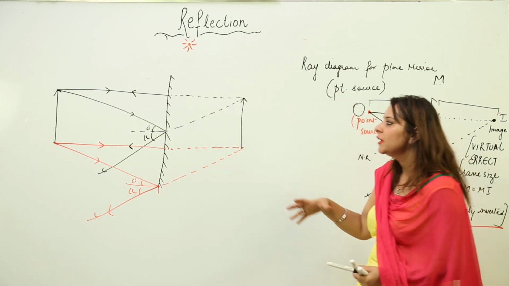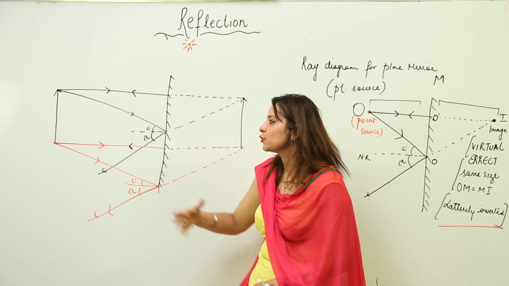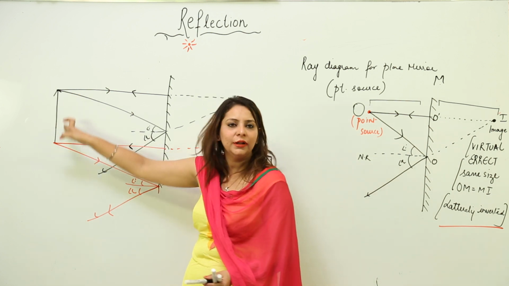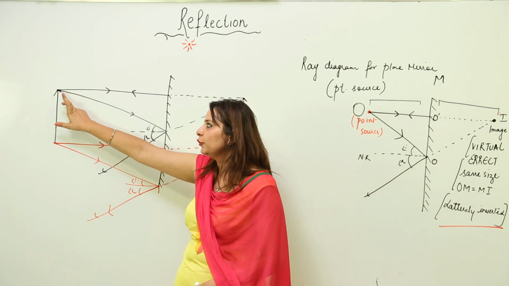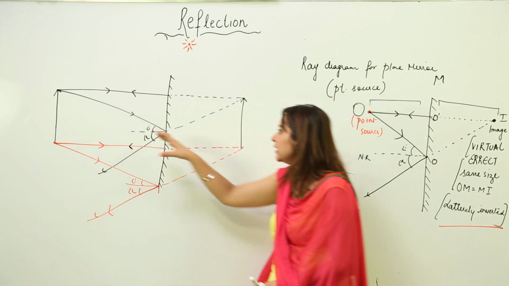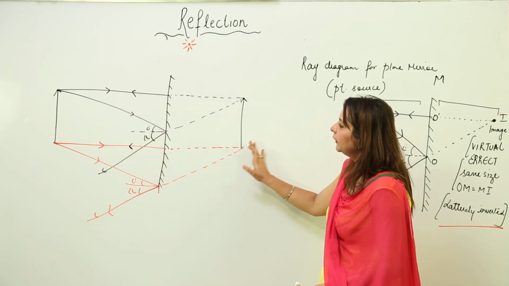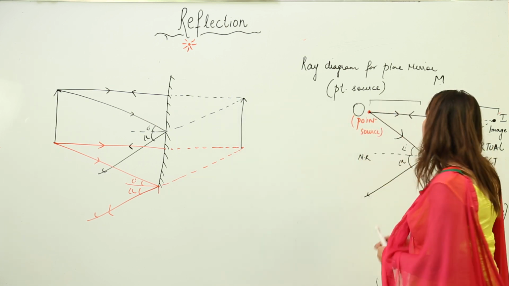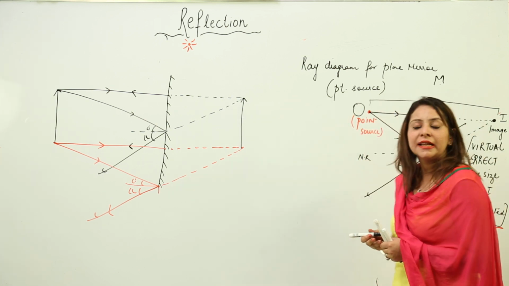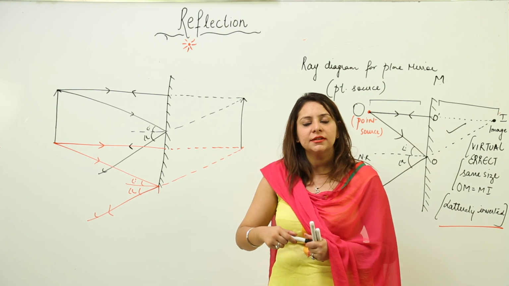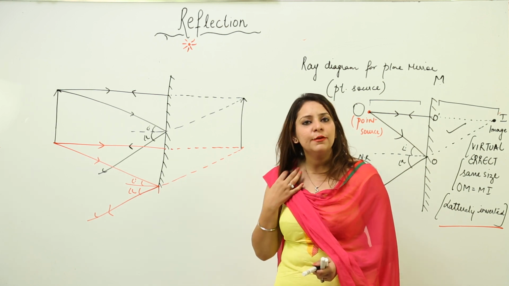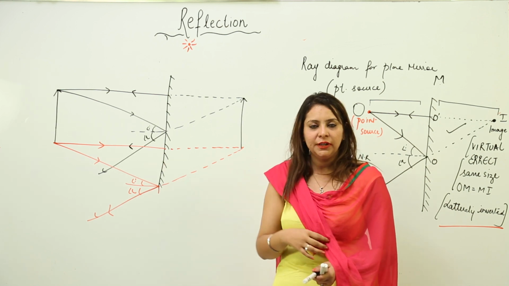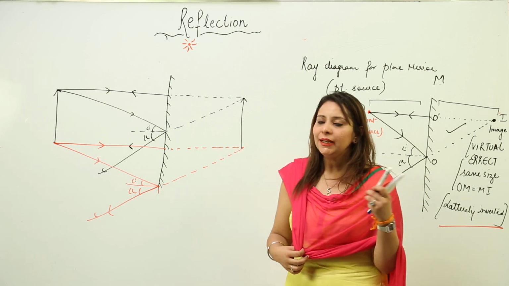I think you got it, because it's not easy to draw the light rays coming from all these things. So what we did was from the upper point and from the lower point. So we got a complete image of our finite object, and the characteristics for this one are the same as we did here. That is, virtual, erect, same size, distance of object from mirror is the same as the distance of the image from the mirror, and it is laterally inverted.